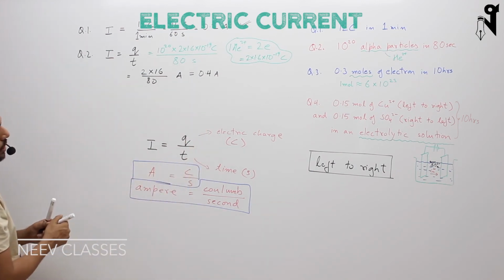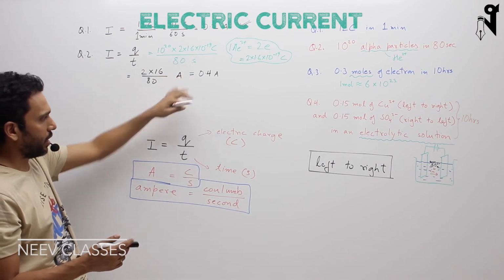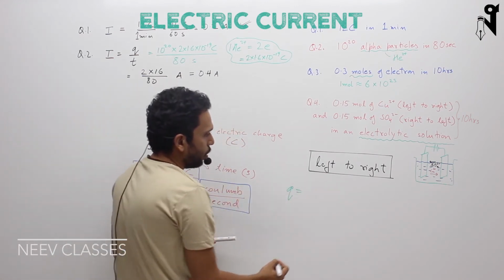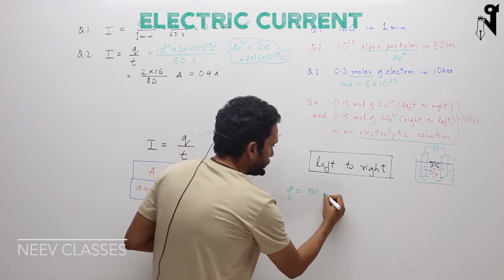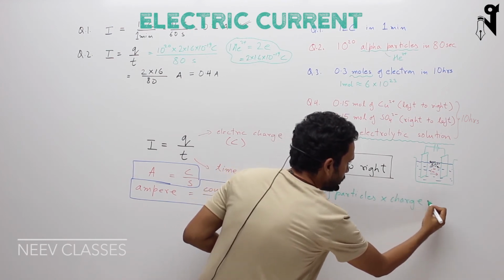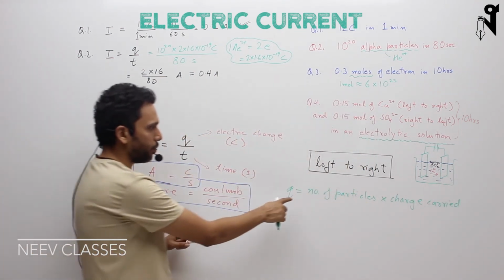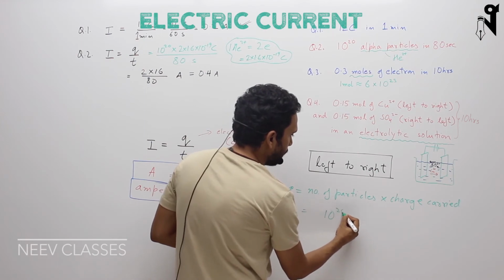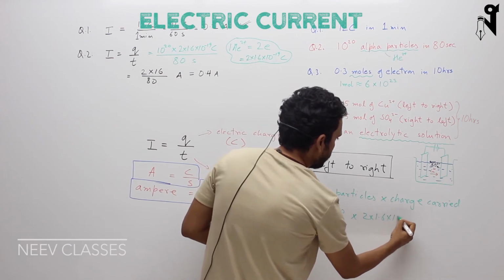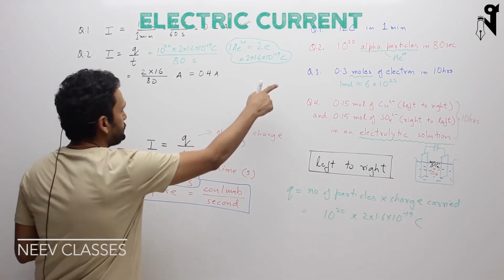Now the next question, I hope you have got this right. So what was the catch over here? What was the key over here? You have to get your Q right. You have to get the total charge right. The total charge was number of particles into charge carried by each particle. So here the number of particles in this particular question was 10 power 20, and the charge carried by each particle was 2 into 1.6 into 10 power minus 19 coulombs. Next question, question number 3.